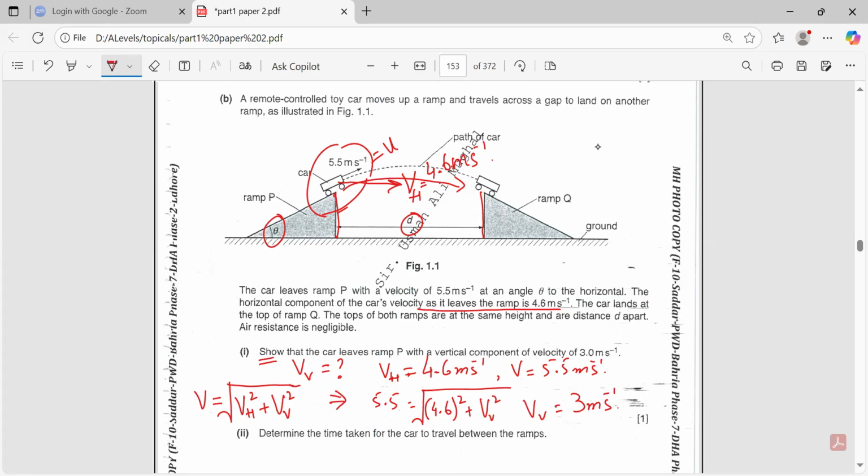Is this fine? Just tell me, is this fine?